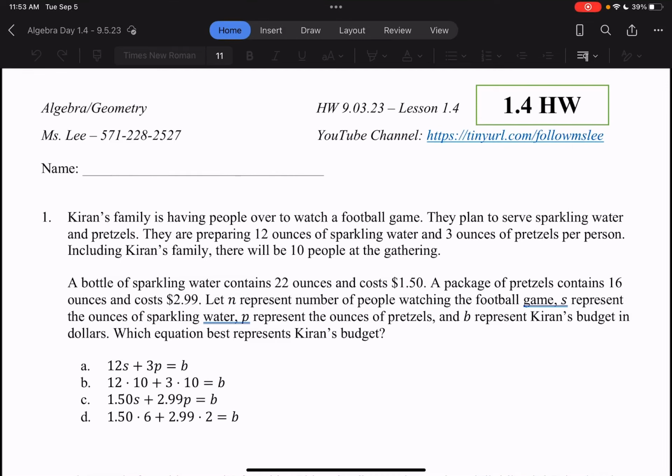So today we looked at equations with two variables, right? We started with looking at equations in one variable. Most of what you're doing in your homework today is looking at equations in two variables. So we start with Kieran's family.